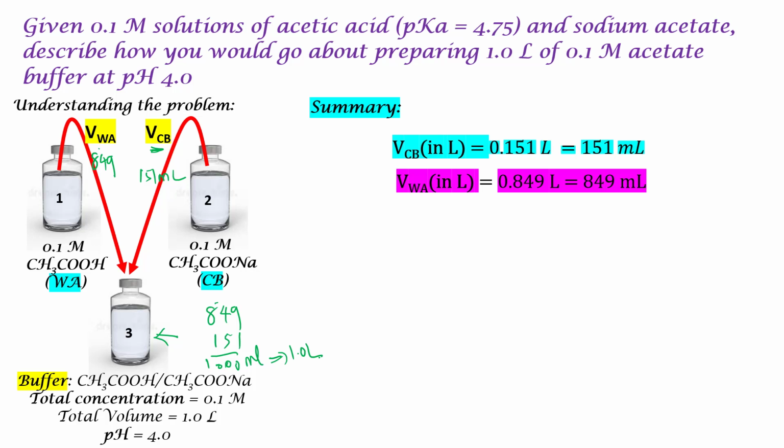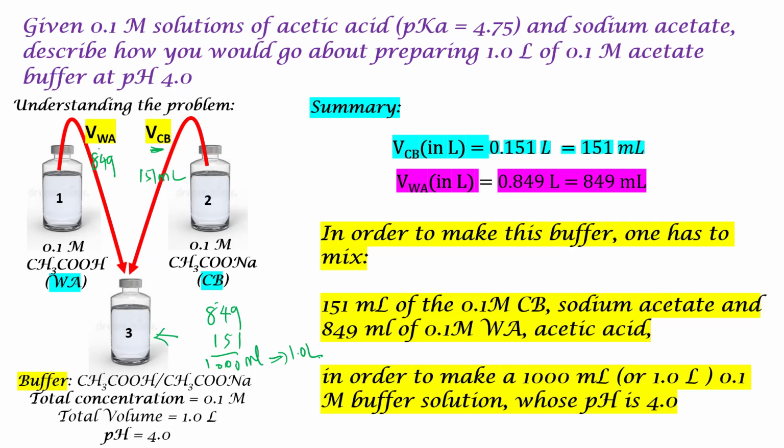So we have successfully made a buffer whose pH is 4. In order to make that buffer, we are mixing 151 milliliters of the conjugate base with 849 milliliters of weak acid in order to produce this 1 liter buffer solution whose pH is 4.